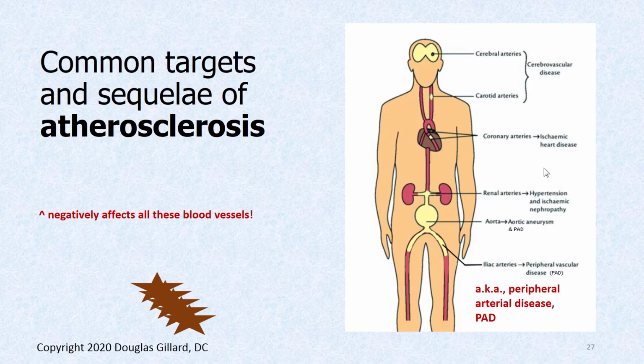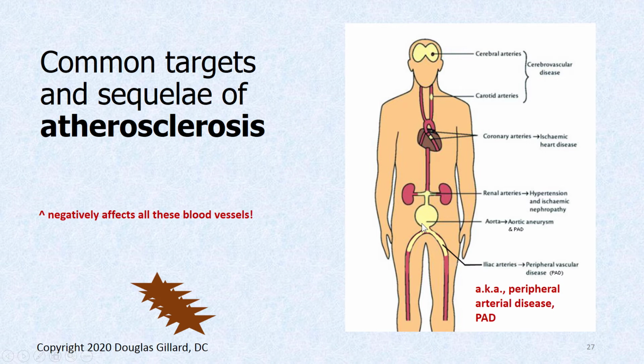Some common targets of atherosclerosis: we've got the cerebral arteries, so the brain, the heart, the coronary arteries, the renal arteries. If it affects the renal arteries, what's that going to do to your blood pressure? Well, the beaver dam is there, so the heart's going to pump harder to get through the beaver dam. That's going to elevate blood pressure a little bit, but you're also going to turn on the RAAS system. You're going to release renin, trying to correct the pressure in this kidney. It's kind of a double whammy there.